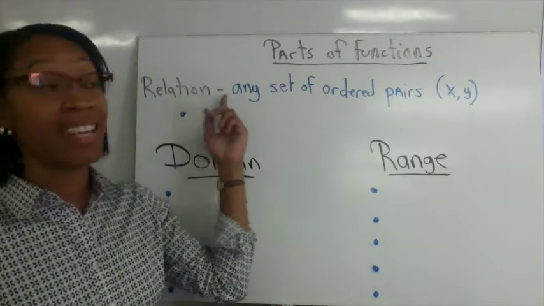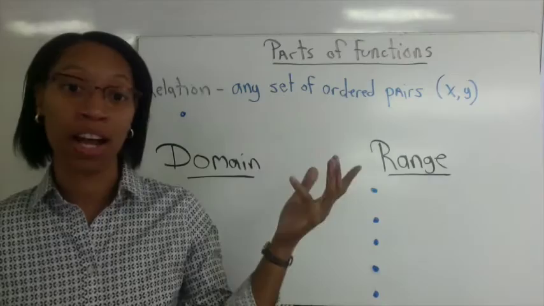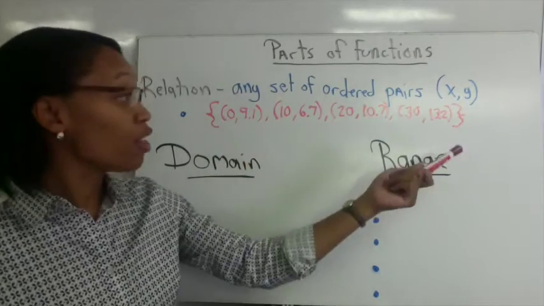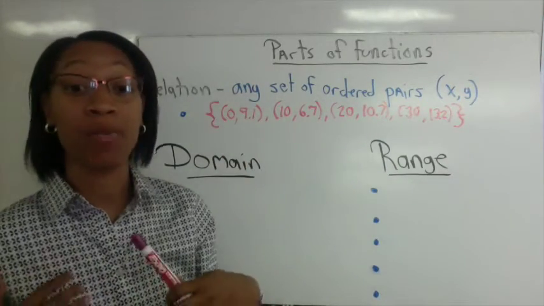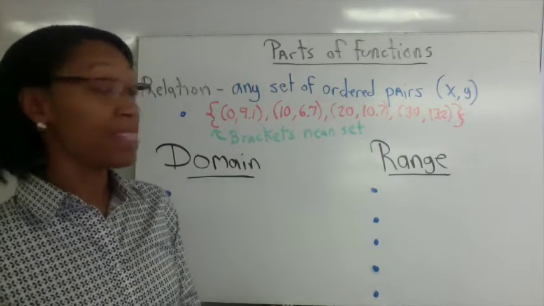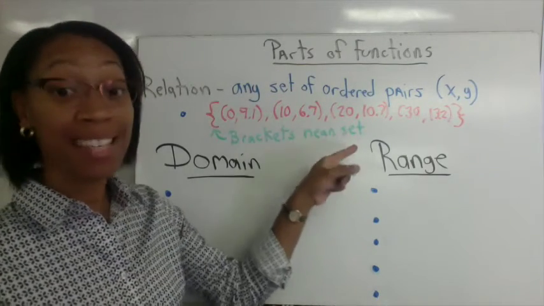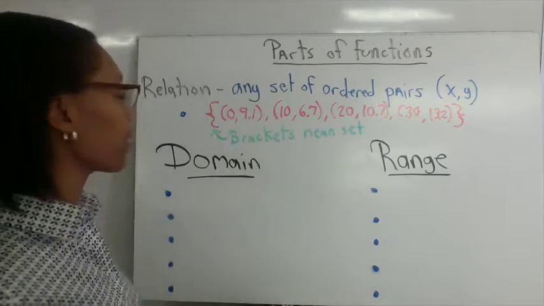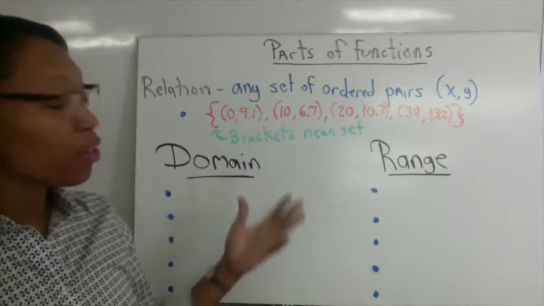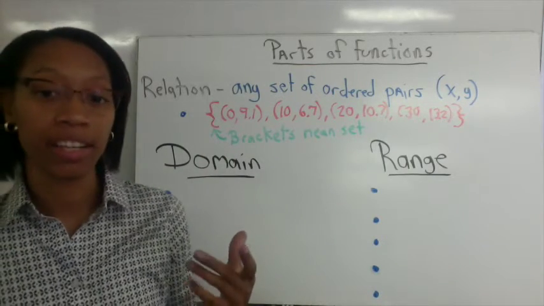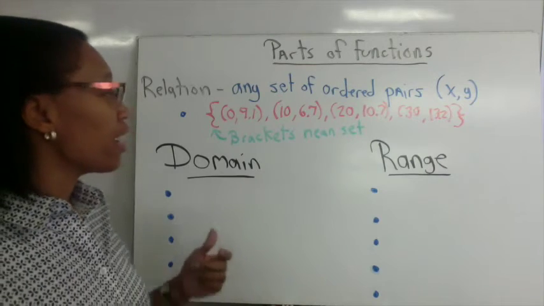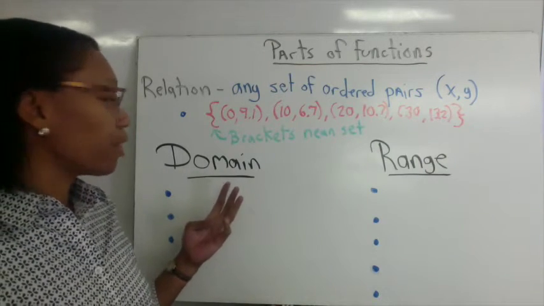Well, a relation is any set of ordered pairs x, y, such as this. And all these points together make up a relation. The brackets mean set, so this is the set of points. Okay, now if we look at those points, they break down naturally into the domain and the range. And so let's describe those next.